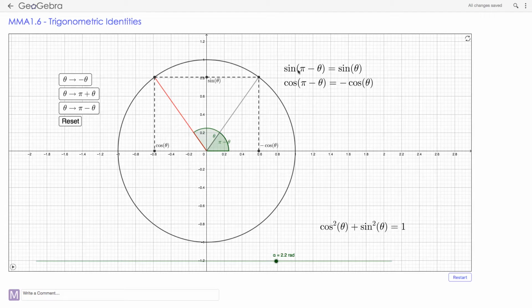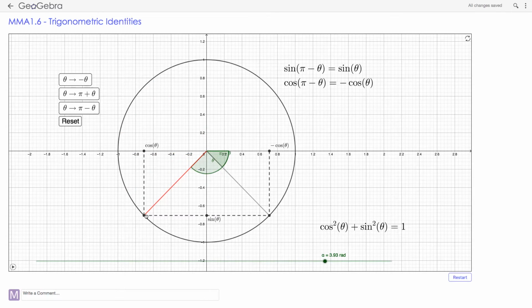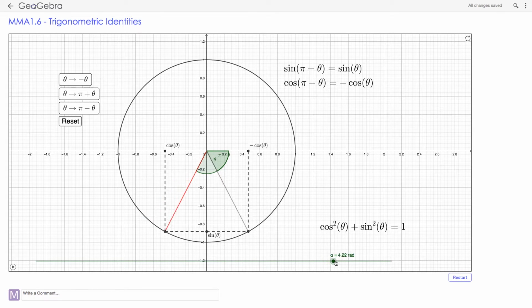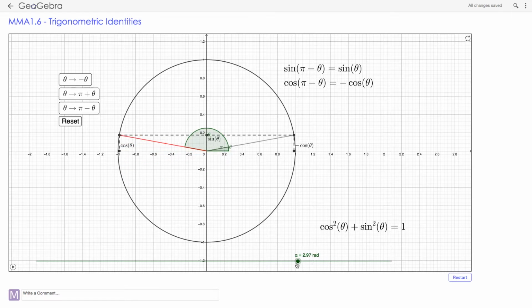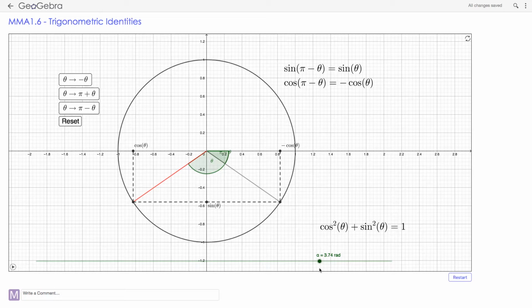Well, sine of pi minus theta equals just sine of theta. So what does that mean? Note that these two points, this point and that point, always have the same y-coordinate, right? And sines are y-coordinates. What about cosine? Well, now it's just mirrored, right? So it just corresponds to minus cosine of theta. So cosine of pi minus theta equals minus cosine theta.